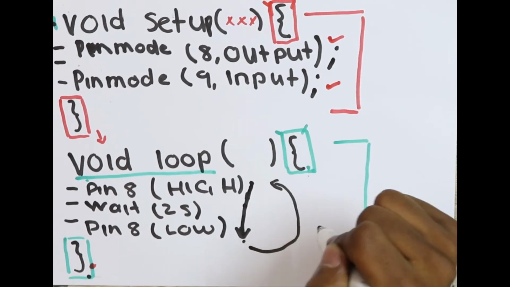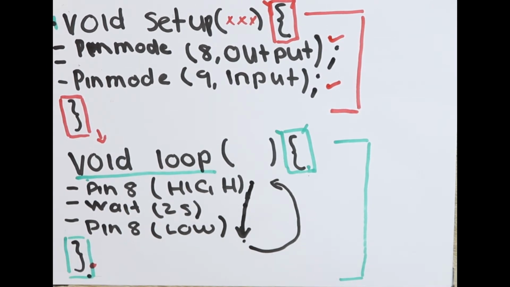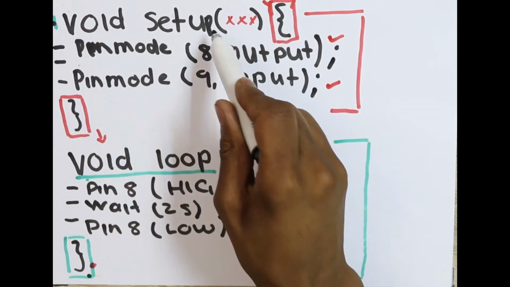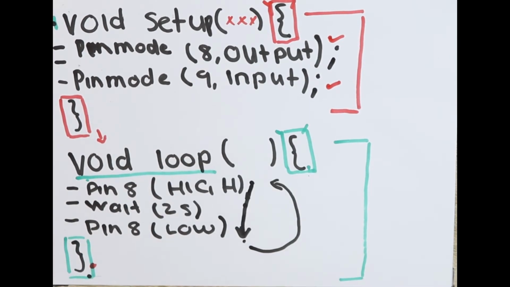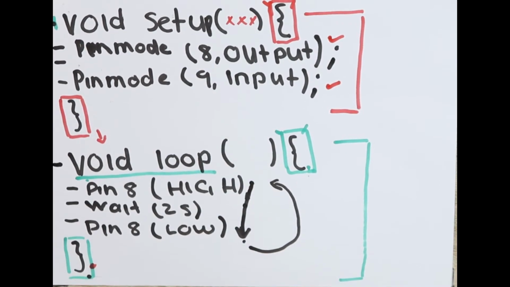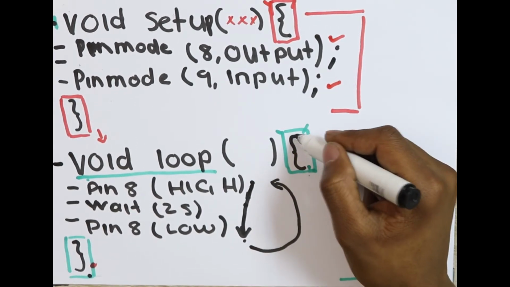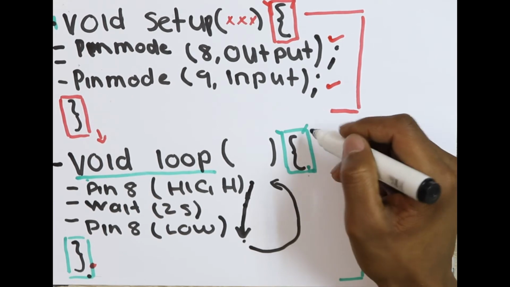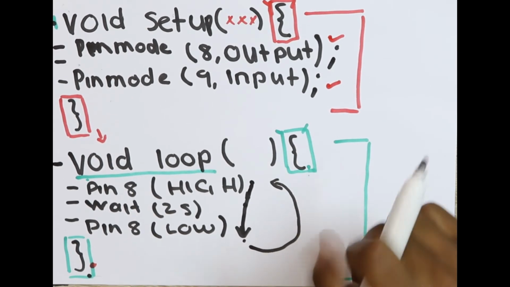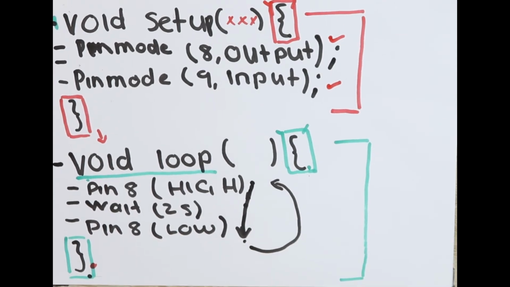Then it performs this function. Then it comes here to these brackets. It says, okay, I started at an open bracket, and now I see a close squiggly bracket. So everything that has to do with void setup has now stopped. Then it's going to move on to the other line. It says, okay, void loop. I'm going to do this loop forever. It looks for the open bracket. Now it sees the open bracket. It says, okay, fine. I'm going to do all these instructions until I see a closed bracket.